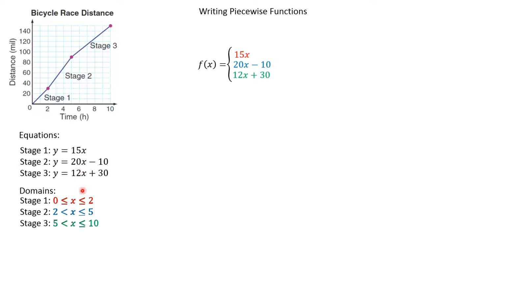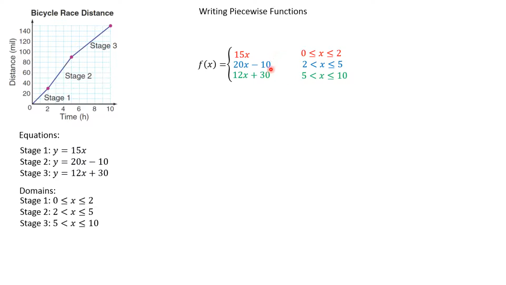And then we're going to take our domains and we're going to match our domains. So the stage 1 equation gets the stage 1 domain. The stage 2 equation gets the stage 2 domain. And the stage 3 equation gets the stage 3 domain. And so it's 15x when x is between 0 and 2. It's 20x minus 10 when x is between 2 and 5. And it's 12x plus 30 when x is between 5 and 10.